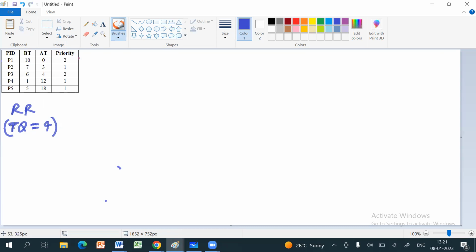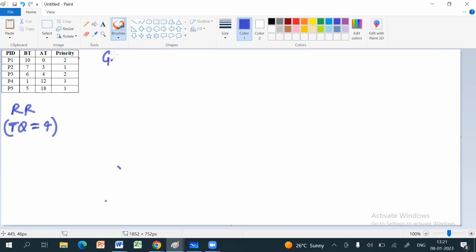But in case it's not given, you can take a value which is slightly lesser than the average of all the burst times here. So that is 29 by 5 is the average, which is 5. Don't take the exact average. I would suggest you take a slightly lesser value than the average of all the burst times. That's a choice you would generally make if it is not given in your examination. In case it is given, go by the time quantum. Okay. Now, time quantum here is 4.